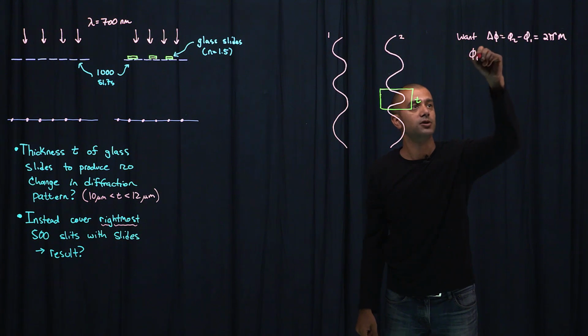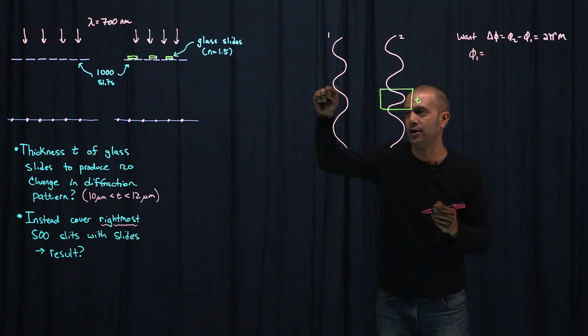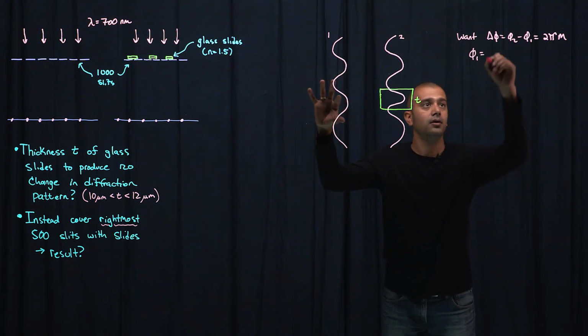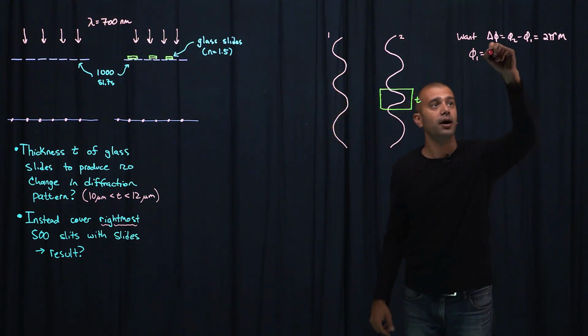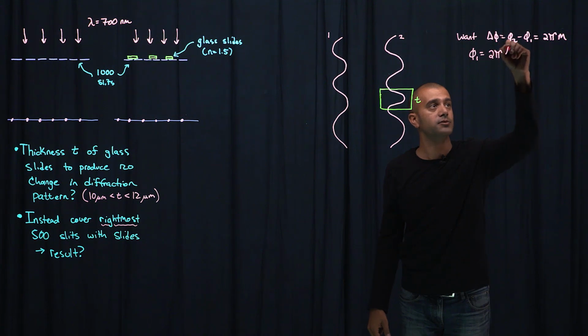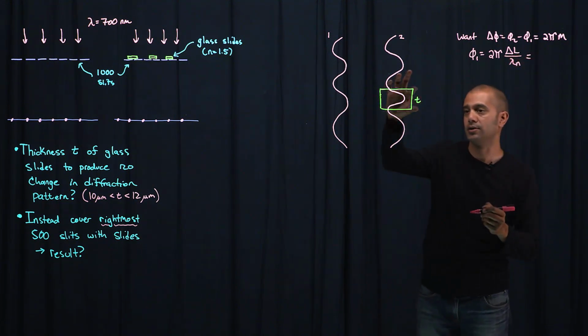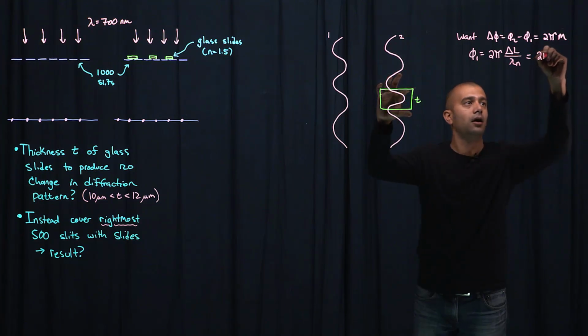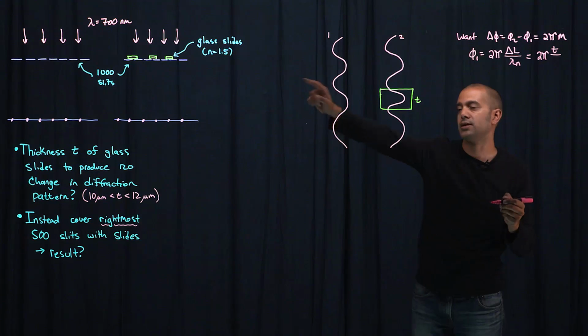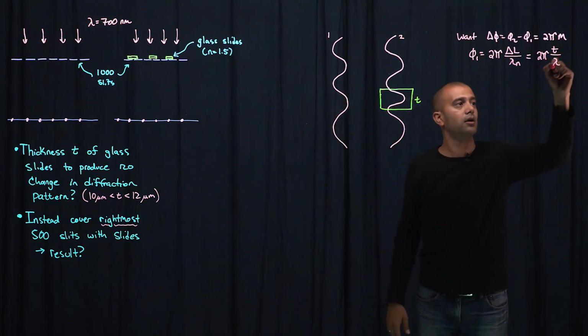So let's determine phi 1, which is the phase picked up from here to here on this wave. The phase you pick up is always going to be 2 pi times how many wavelengths you travel. So it'll be the distance you travel divided by the wavelength in that medium. In this case, it's traveling a distance of t, and the wavelength is the wavelength in air because n is 1, so I can just write lambda there.